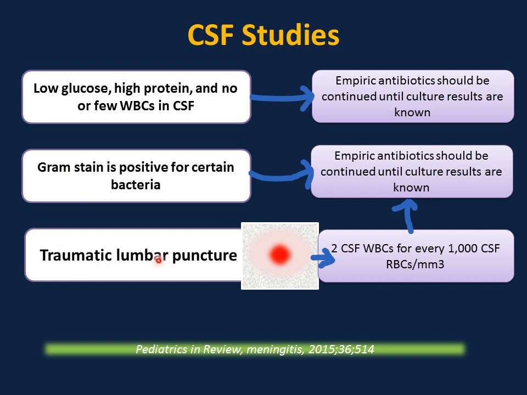If you have a traumatic lumbar puncture, the way to differentiate between blood and blood mixed with CSF is to allow one drop or a few drops to fall on a dry gauze, and if you see a halo around it, this means the fluid contains CSF. In this case, you go ahead and send it, and there is a formula to help understand it. For each 1,000 red blood cells, you normally have 2 white blood cells in the CSF. This is approximate. So if you have, for example, 10,000 red blood cells, normally you will have 20 white blood cells in the CSF. So what to do in this situation? You also have to continue empiric antibiotics until culture results are known.